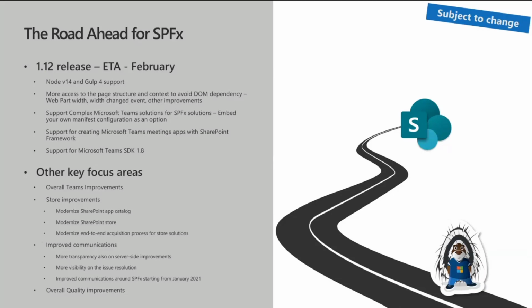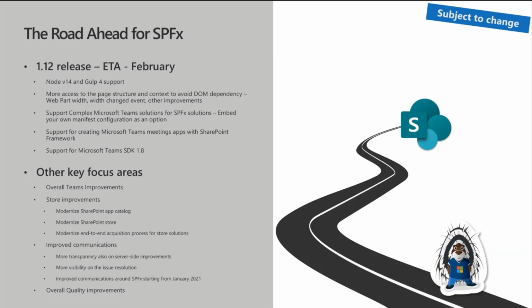It will have more access on the base structure and the context to our domain dependency. And as an example, whenever the web part width is being adjusted, you will get an event on a web part. Or you can read the width of the web part, and then you can render your stuff a different way. And there's other settings there as well.